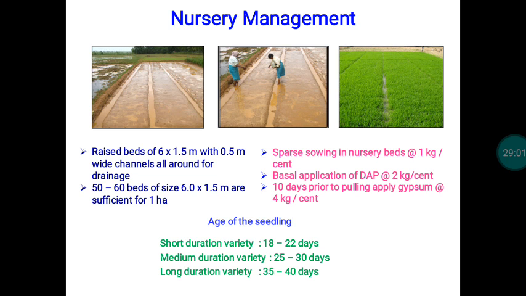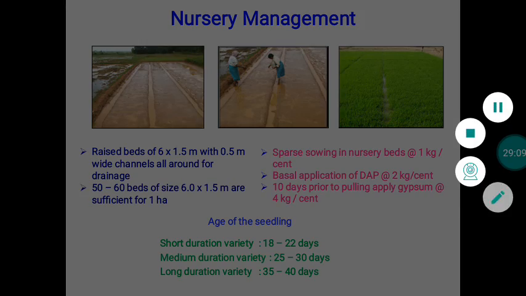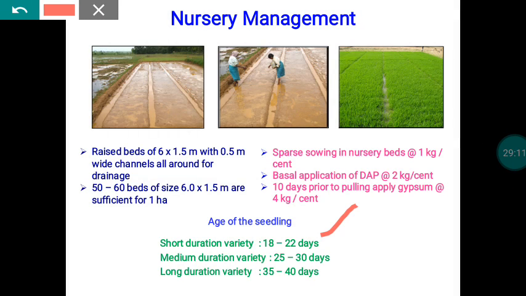Then as and when the seedling attains optimum age, we can go for transplanting the seedlings in the main field. In the case of short duration crops, the optimum age of the seedling is 18 to 22 days, whereas for medium duration crops it is 25 to 30 days, whereas for long duration the nursery period is 35 to 40 days. When the seedling age is 35 to 40 days, in the case of long duration, we have to transplant the seedling in the main field.